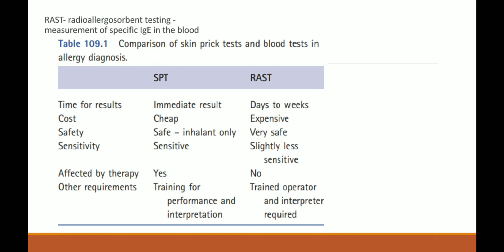RAST is very much expensive compared to skin prick test. The main advantage of the RAST is that it is very safe. That is, there is no chance of any anaphylaxis while doing the test. Also, it is not affected by treatment. The skin prick test may get affected after the treatment starts, but the RAST is not at all affected by the treatment.